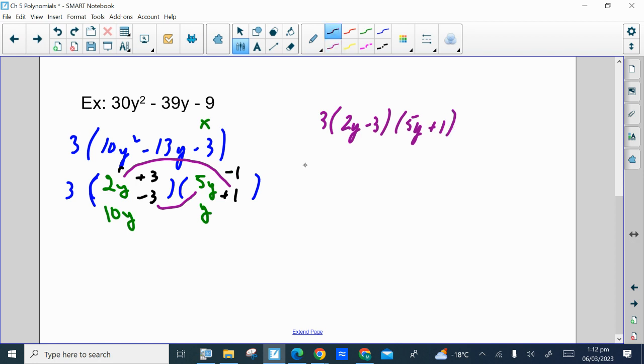To make sure, for sure, we will do our check. I'm going to multiply out the brackets here, multiplying the 3 by the 2y take away 3. That'll give us 6y take away 9. That is then multiplied by 5y plus 1. And to multiply those out, again, how do we do that, Declan?